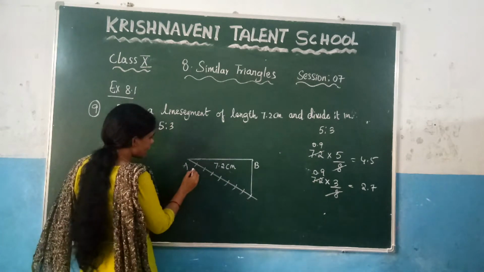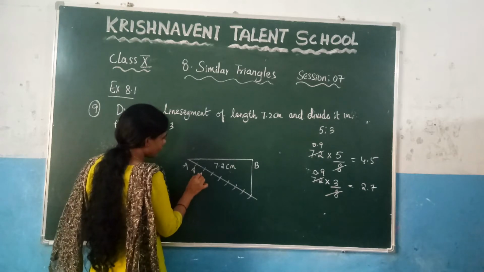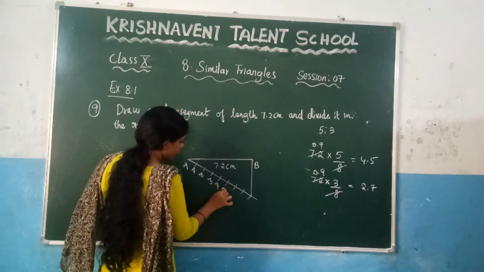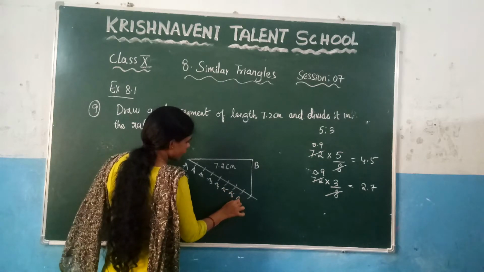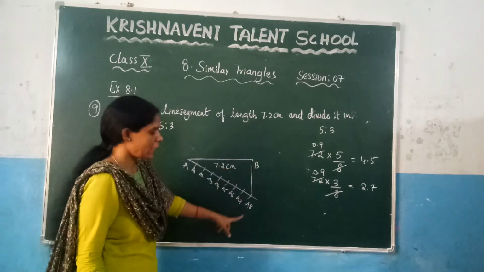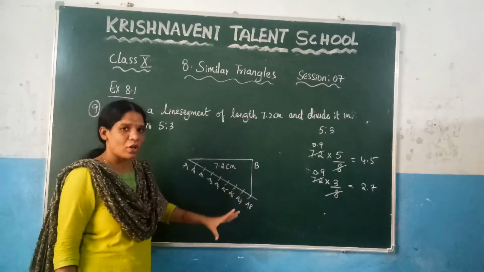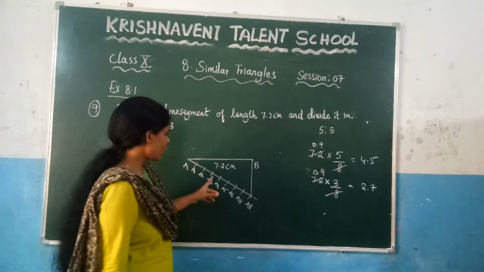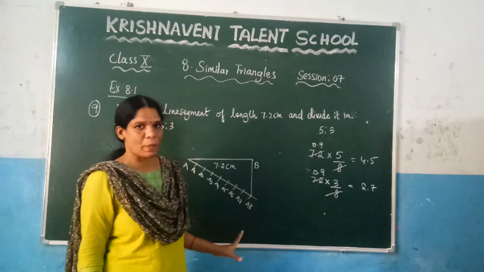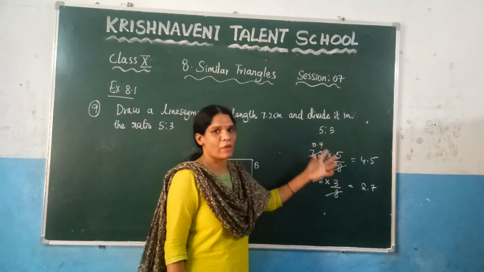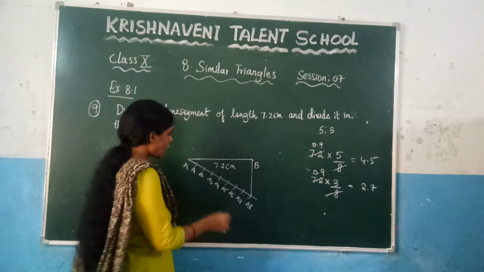Let us name these lines A1, A2, A3, A4, A5, A6, A7, A8. Right? We have joined BA, and after that we have to draw one line parallel to this line at the fifth part, because we need to divide this line segment in the ratio of 5:3. For that reason, at the fifth arc.